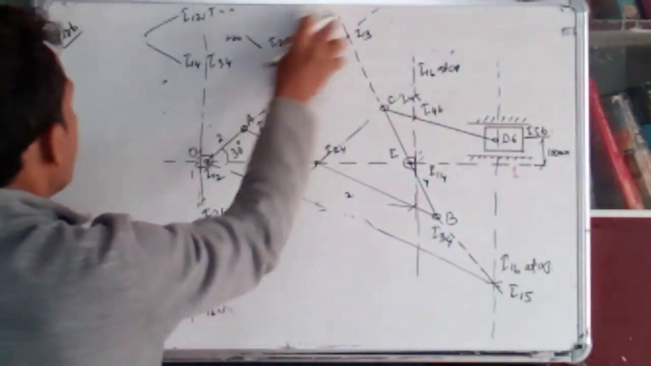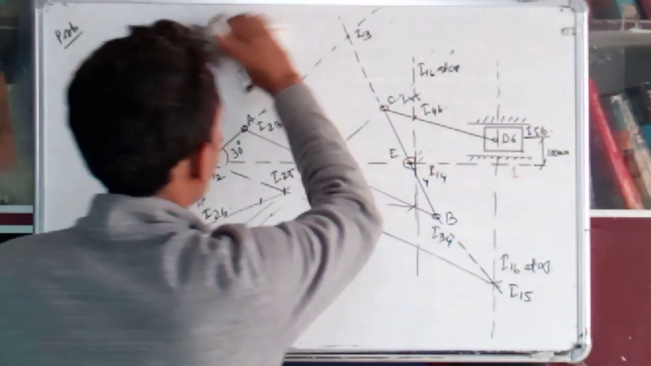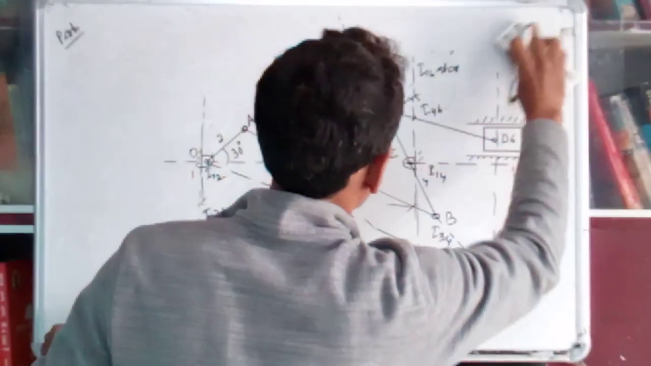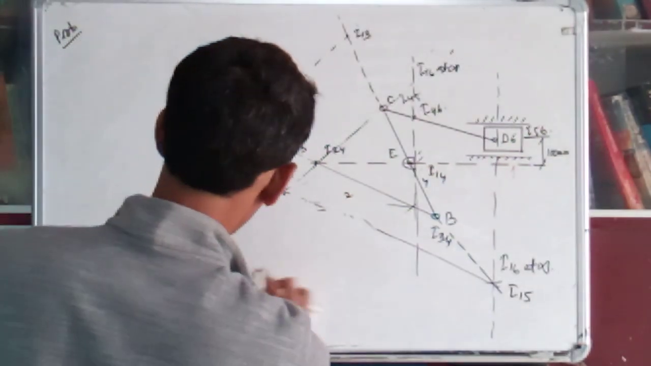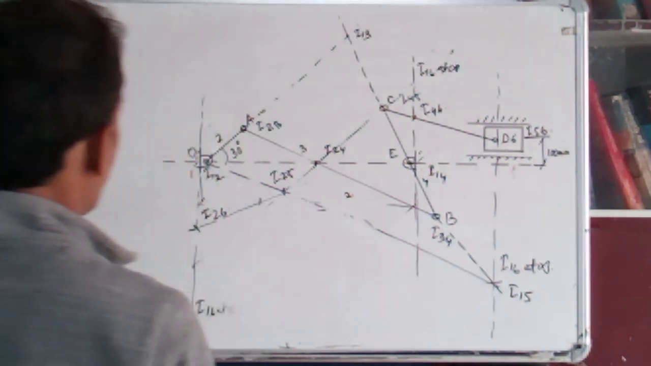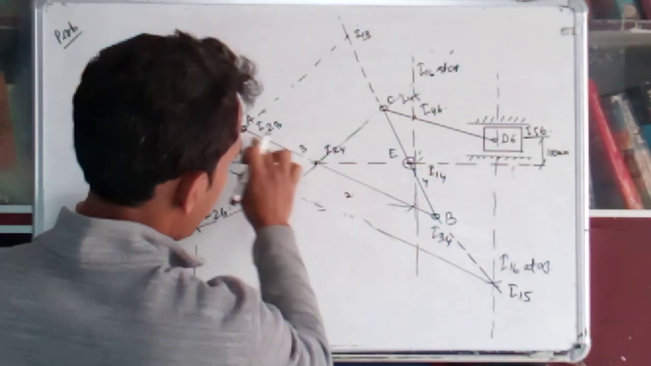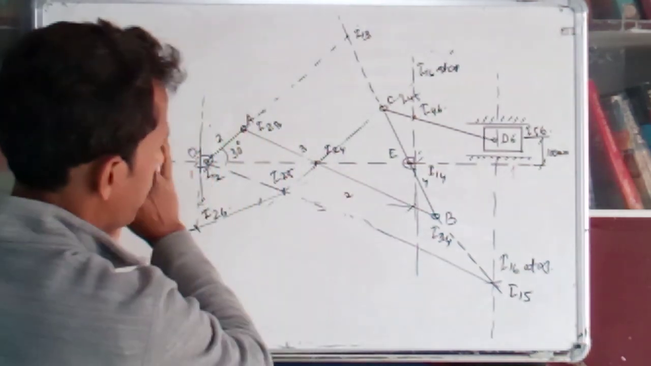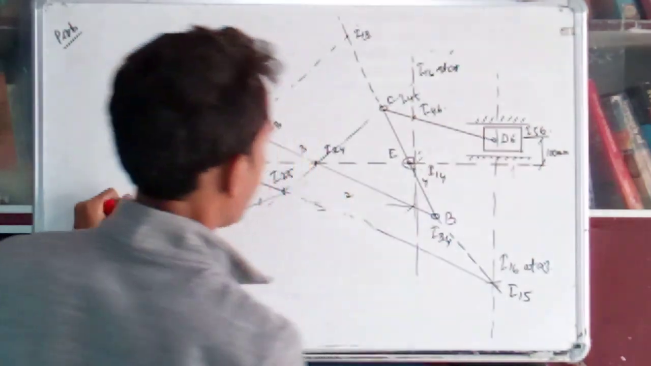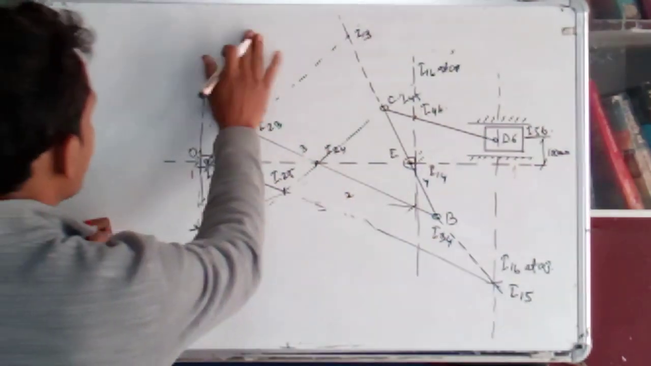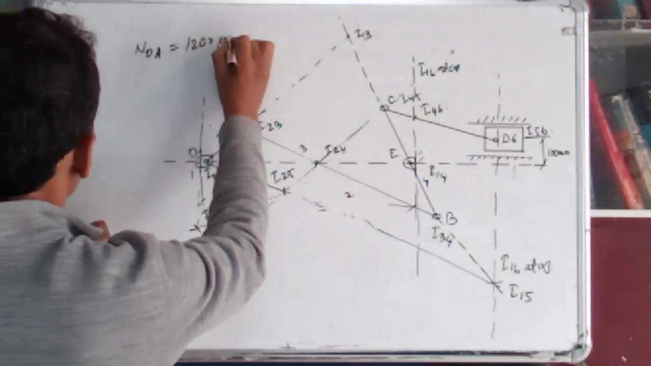So these are the methods by which you can find out the instantaneous centers of different links. Now what you have to find out is the velocity of A. Already we can find out the velocity of A, we have to find out the velocity of B, the velocity of C and the velocity of D. The RPM is given, 120 RPM.